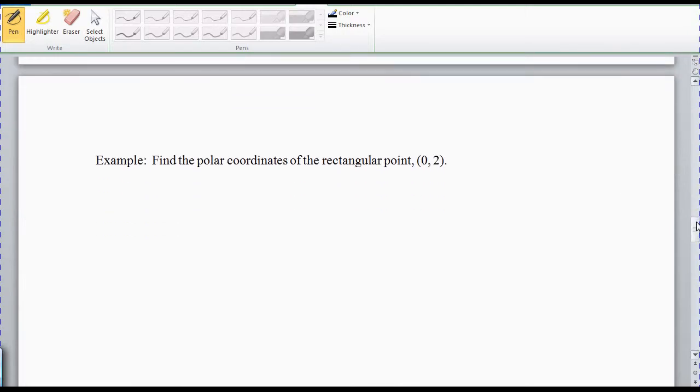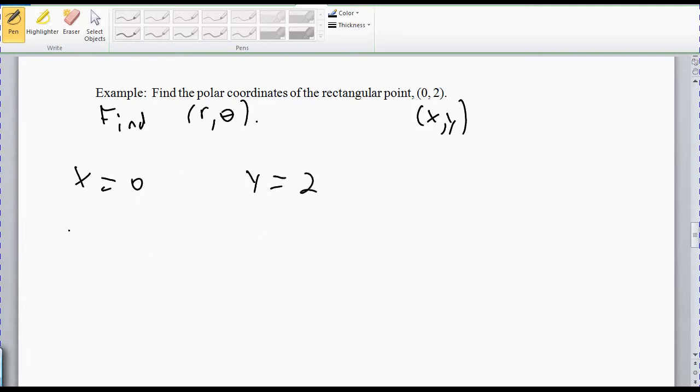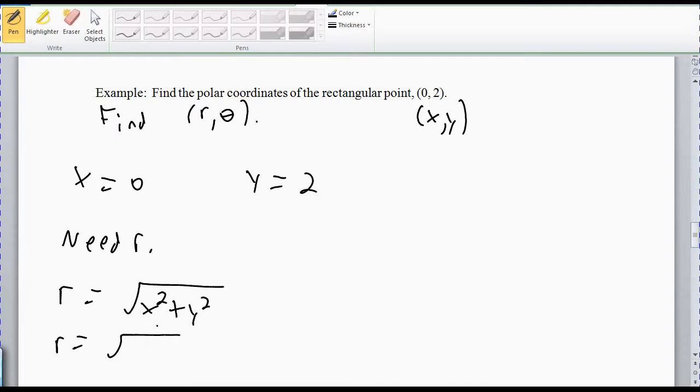Now we're going to go the other direction. This time you're asked to find r comma theta, and we're given x comma y. So we know that x is equal to 0 and y is equal to 2. So we need two things. We need r and theta. So when I find r, I use the square root of x squared plus y squared, which is the square root where x is 0 and y is 2.